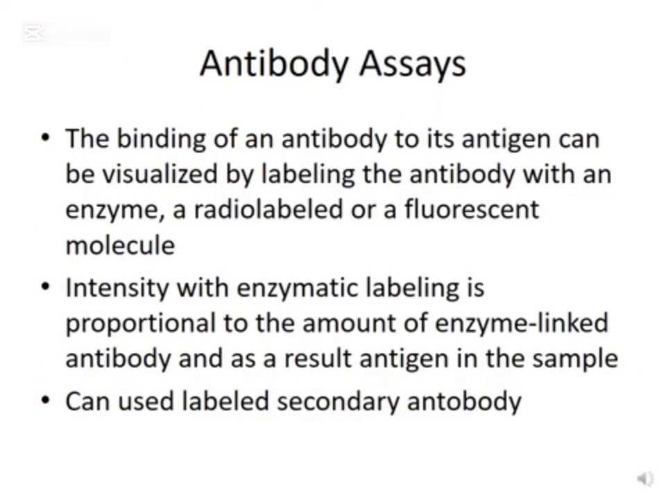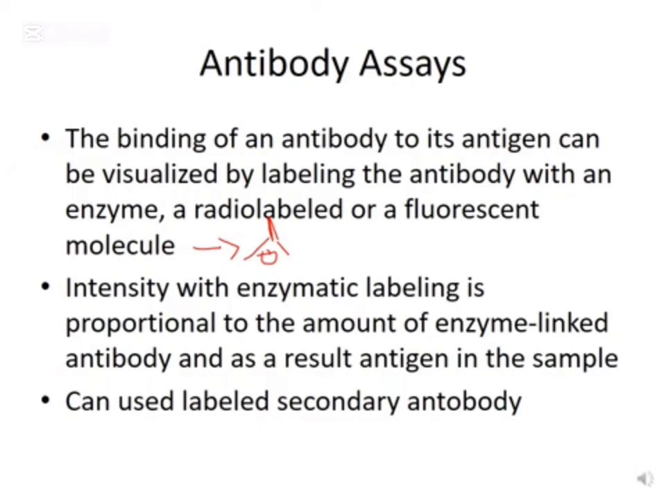Antibody assays depend on the binding of an antibody to its antigen. This can be visualized by labeling the antibody with an enzyme or a radio-labeled or fluorescent molecule. So the way that works is that if we have an antigen and an antibody binds to it, we want to detect if this phenomenon has occurred. Of course, using a naked eye and no labeling, we won't be able to see this happening.